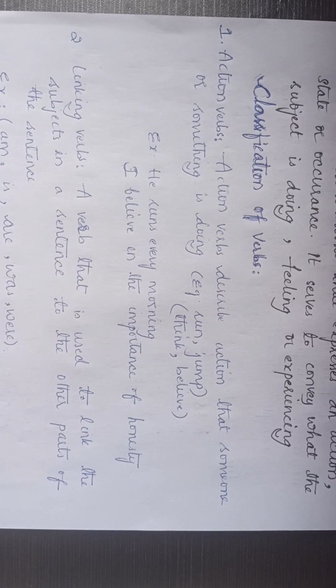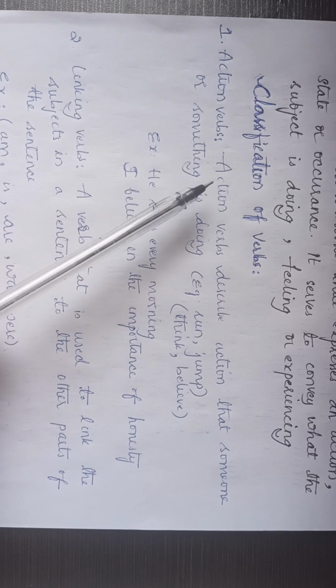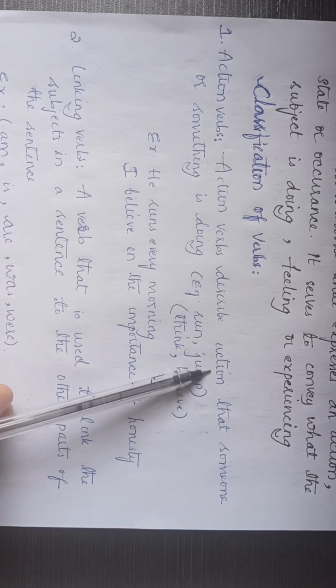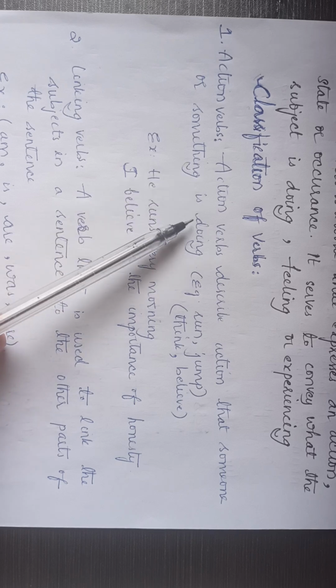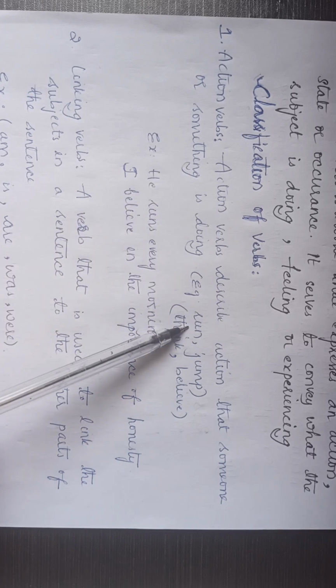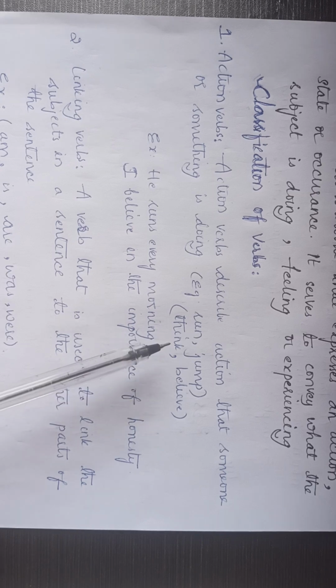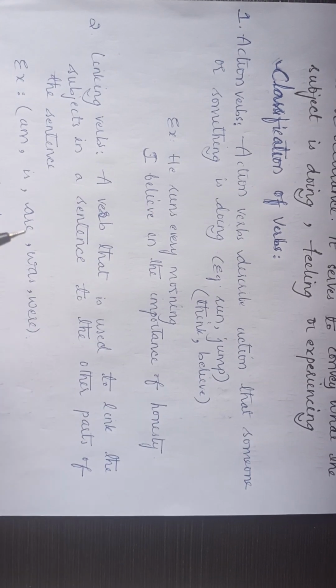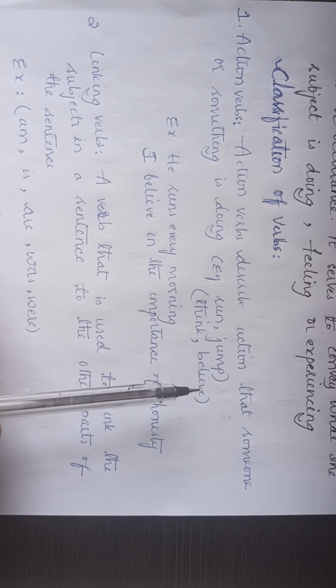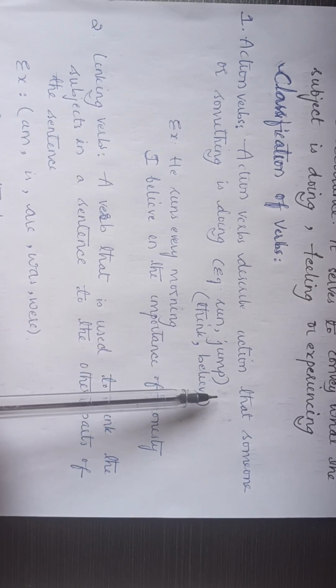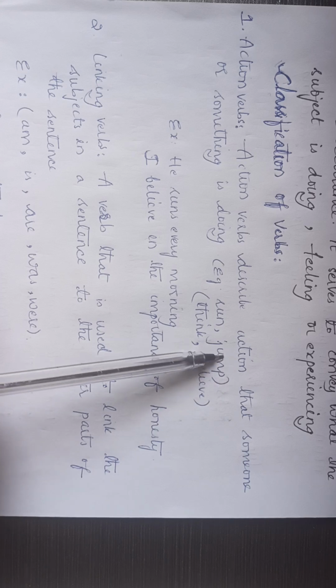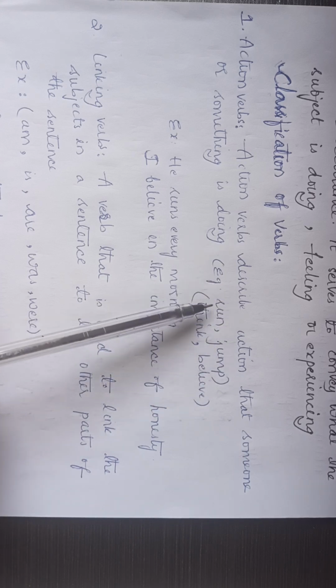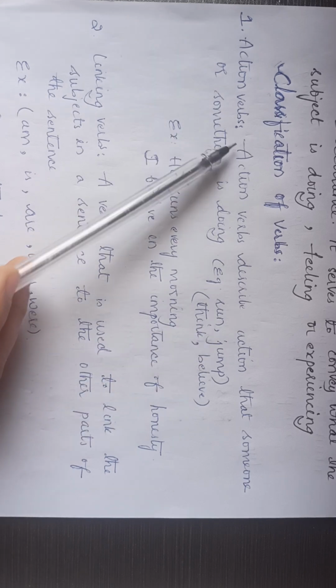So, based on action, experience, feelings, or conditions, verbs are classified into different types. So, first one is action verbs. Action verbs describe action that someone or something is doing. Example: run, jump, think, believe. So, actions, physical or mental, performed by bodies or objects such as jump, run, think, believe are action verbs.